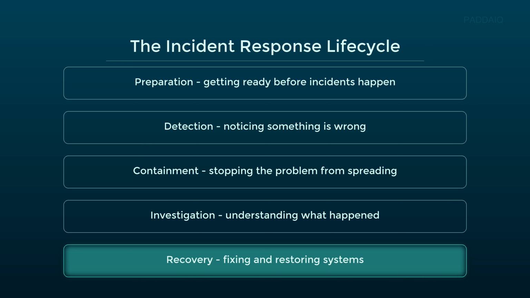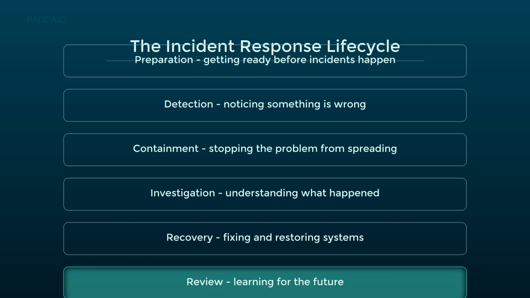Recovery, fixing and restoring systems. This means returning your SAP BTP services to normal operation after resolving an incident. For example, if a memory leak caused an application crash, you would patch the issue and restart the service. Ultimately, this phase ensures your business applications are stable and functional again for users.